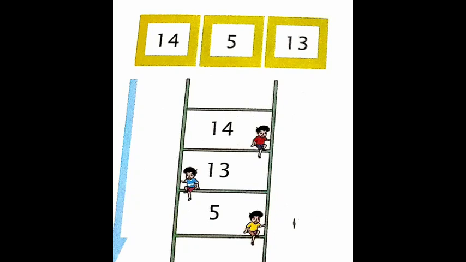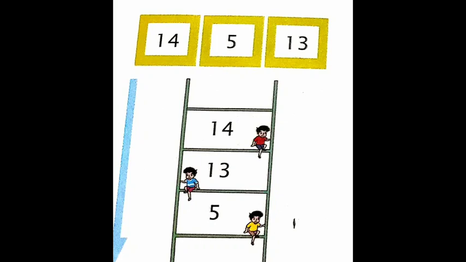Here, the three numbers given are 14, 5 and 13. Out of these three numbers, which number is biggest? It is 14. So, 14 is biggest. When you are writing that number 14 in the ladder, start from the top of the column. Just like climbing down the ladder or climbing down the stairs. So, write 14 in the topmost column or the box.